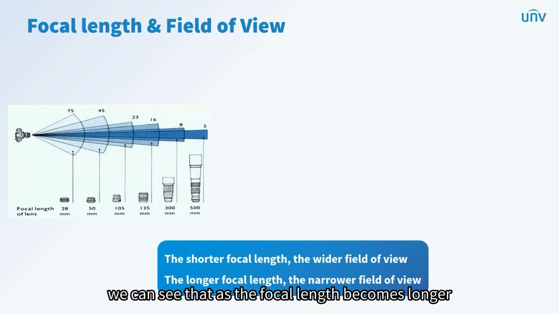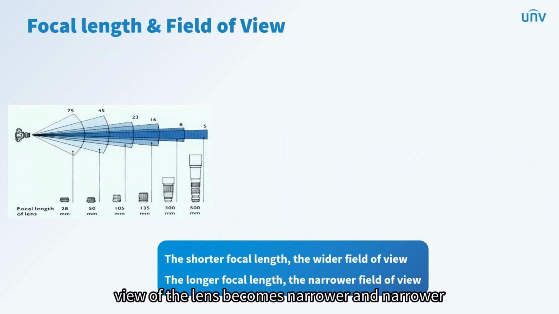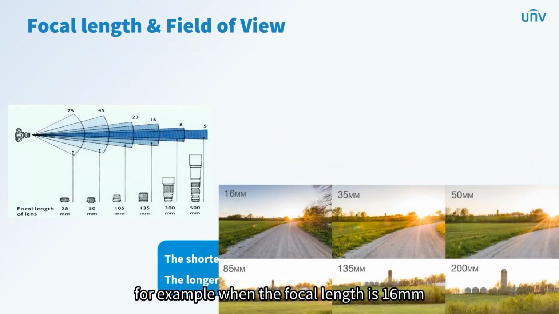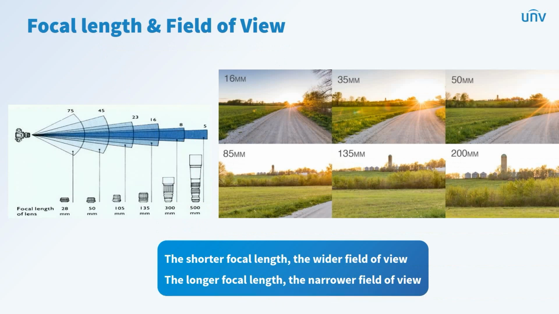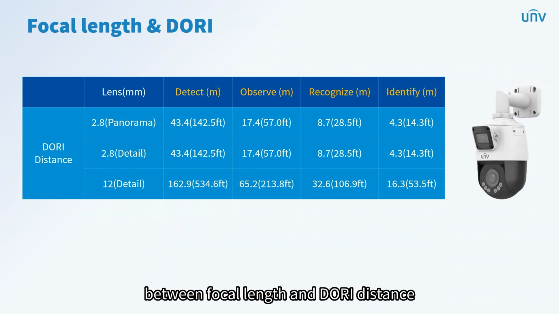From this picture, we can see that as the focal length becomes longer, the field of view of the lens becomes narrower and narrower. For example, when the focal length is 16 millimeters, we can only see things clearly at a close distance, but our field of view is very wide. And when the focal length is 200 millimeters, we can see distant things clearly, but our field of view is noticeably narrowed.